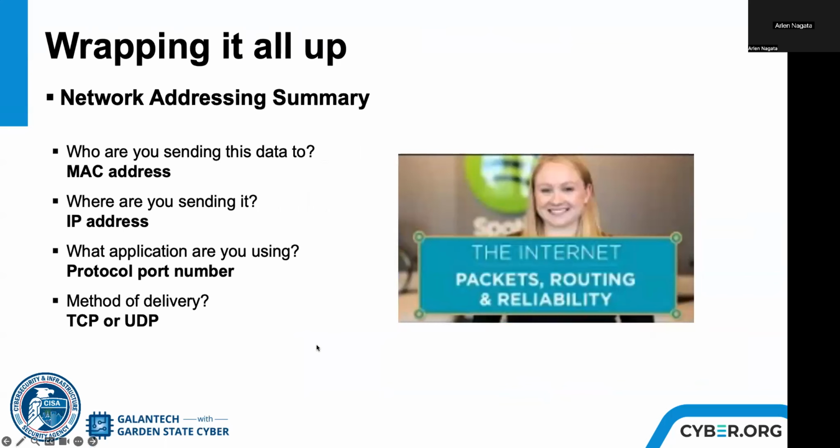Okay, let's wrap this all up. So what do we talk about? We talked about MAC addresses, which are the physical addresses of each computer or device. That MAC address is then given an IP address, which allows it to talk within a network, but also allows it to talk over the internet. And how we talk is with different languages, or we call them protocols. And each protocol has a port number, and it uses a method of delivery, either TCP or UDP.